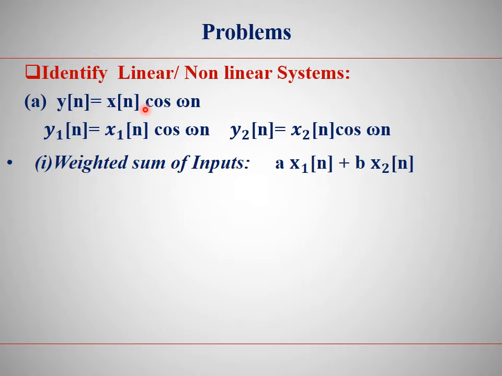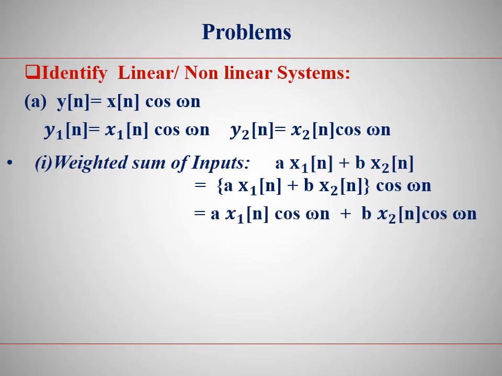The two inputs give outputs represented by y1 of n equal to x1 of n into cos omega n, and y2 of n equal to x2 of n into cos omega n. Hence, extending the definition of linearity, a into x1 of n plus b into x2 of n results in a into x1 of n plus b into x2 of n, times cos omega n, which gives a into x1 of n cos omega n plus b into x2 of n cos omega n.